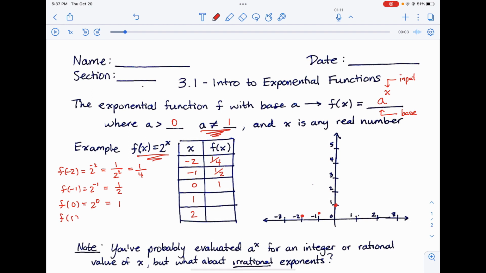And then f of 1 is going to be 2 to the 1, which is 2. So we have a 2 here, and we plot the point (1, 2). And then f of 2 is going to be 2 squared, which is going to be 4. So (2, 4) here. And so our graph is going to look something like this. Let's see if I can make a good sketch here. It's going to curve, go through that (0, 1) point, and it's just going to start exploding upward. Yeah, so that's a decent graph.